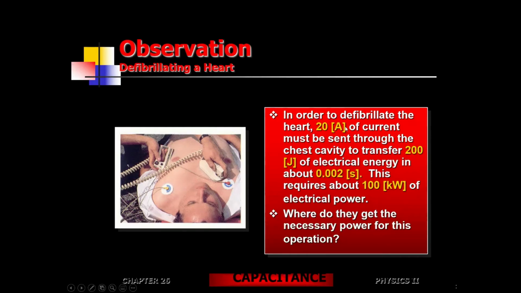You need to be able to send 20 amps of current. You need to be able to pump 20 amps of current into the chest cavity within only 2,000th of a second, no more than that. So it's mini lightning, except this is highly controlled. So how do you control the duration of this charge?